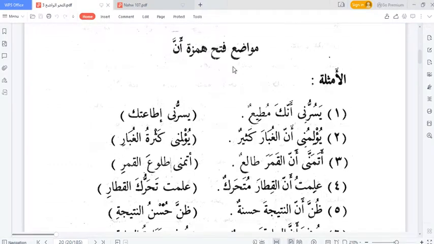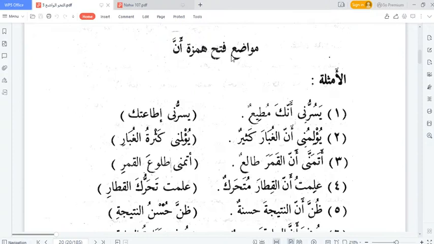takes fatha. المصدر من أن ومعموليها. The verbal noun from anna and its two operative. What are its two operative? Meaning the ismu anna and the khabaru anna.